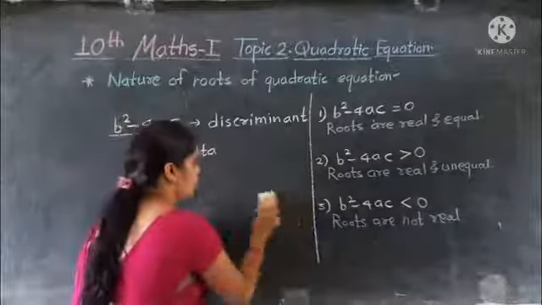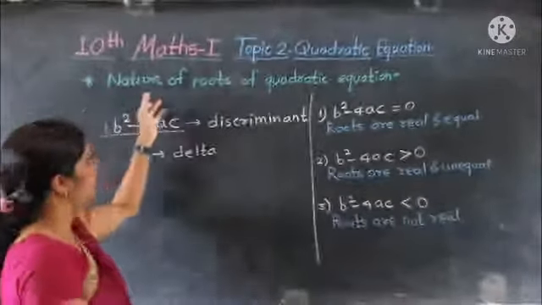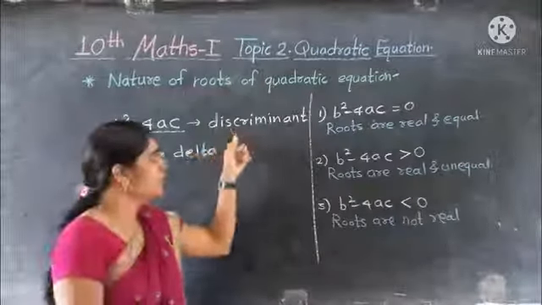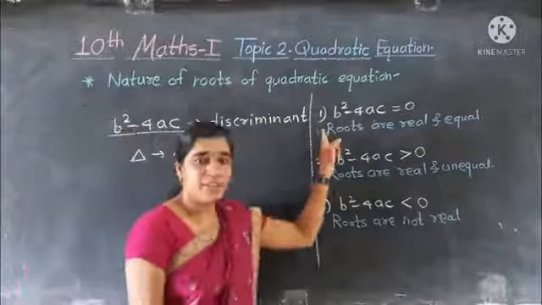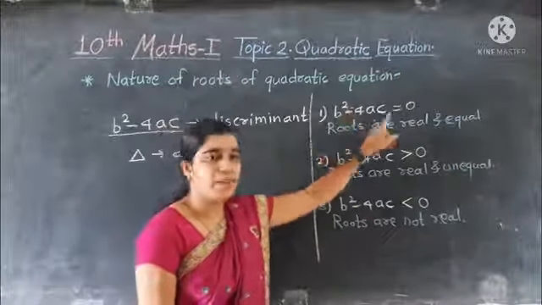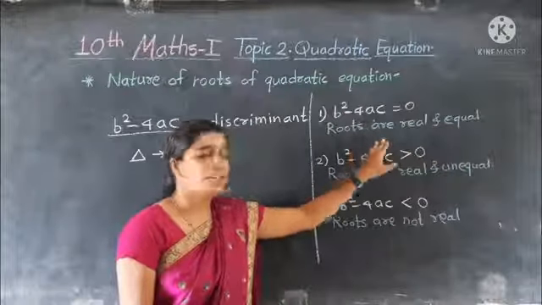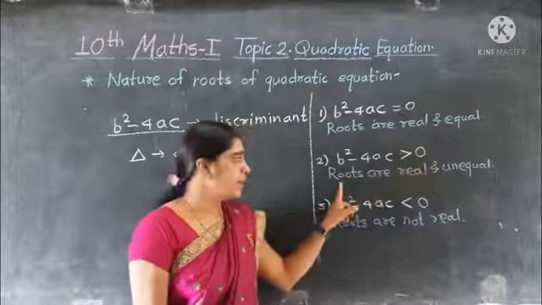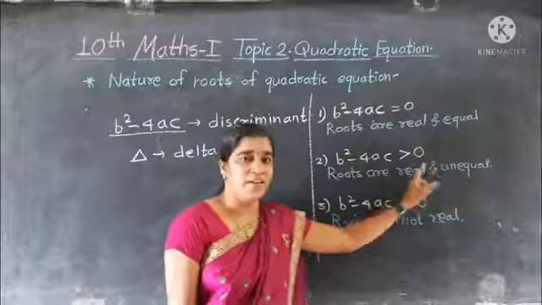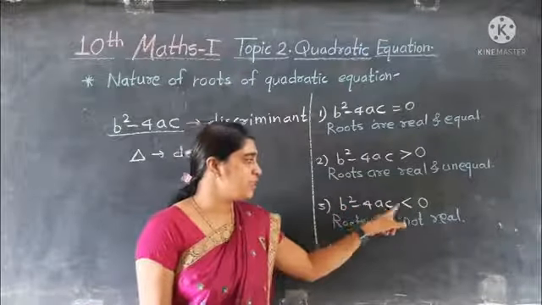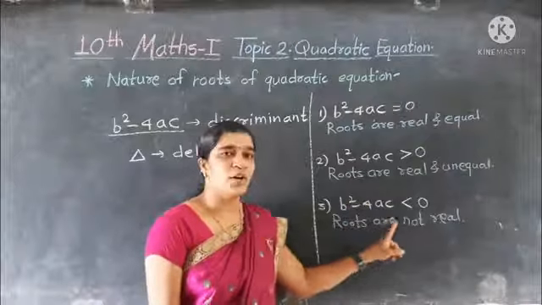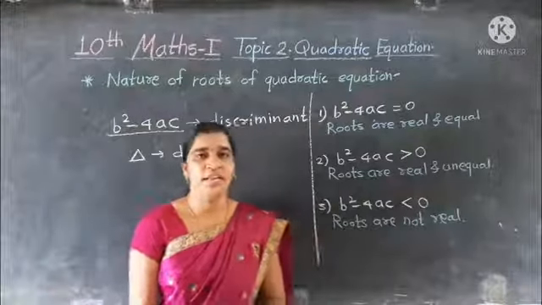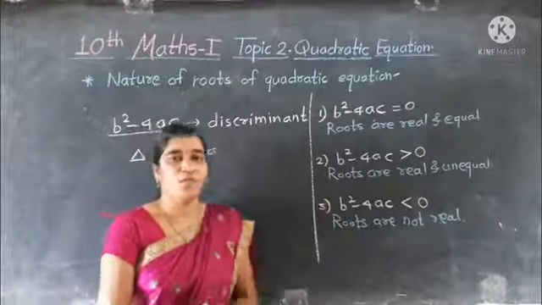Students, here the nature of the roots of a quadratic equation depends on the value of discriminant, that is the value of delta. There are three possible conditions. If b square minus 4ac is equal to 0, then roots are real and equal. If b square minus 4ac is greater than 0, then roots are real and unequal. And if b square minus 4ac is less than 0, then roots are not real. Understand? So now we will see examples based on this nature of roots.